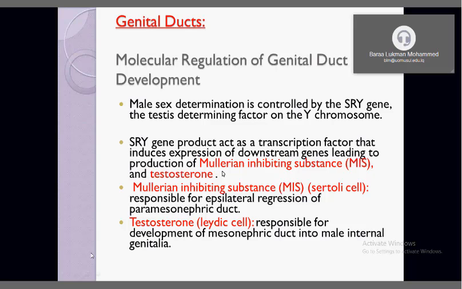The differentiation of the genital organ is determined by the SRY gene product, which acts as a transcription factor that induces expression of downstream genes leading to production of Mullerian inhibitory substance and testosterone from the developing gonad, which develops as a testis. Mullerian inhibitory substance, produced from Sertoli cells, is responsible for ipsilateral regression of the paramesonephric duct, while testosterone is responsible for the development of the mesonephric duct into the male genital tract.